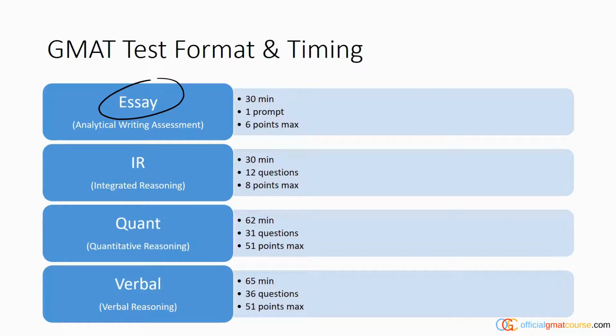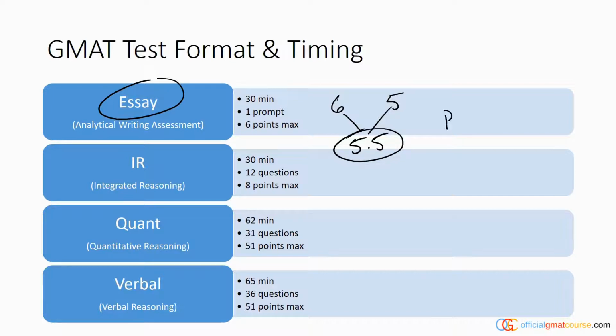A lot of people overinvest in terms of studying for this or get a little bit too nervous about this. It's scored out of 6 points, and the best you can get is a perfect 6.0. It is scored by a human and a computer simultaneously. So if a human gives you a 6 and the computer gives you a 5, what they do is they average these scores and they say, okay, you get a 5.5 out of 6 points on this section of the test.